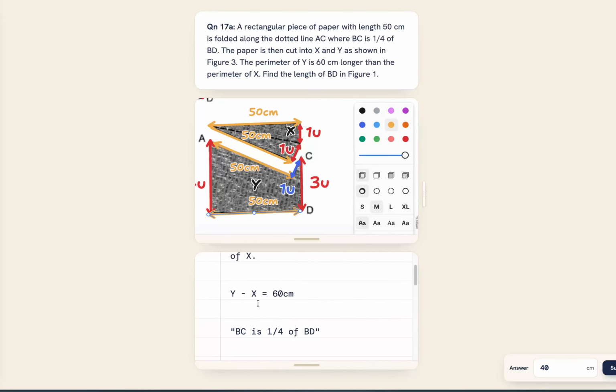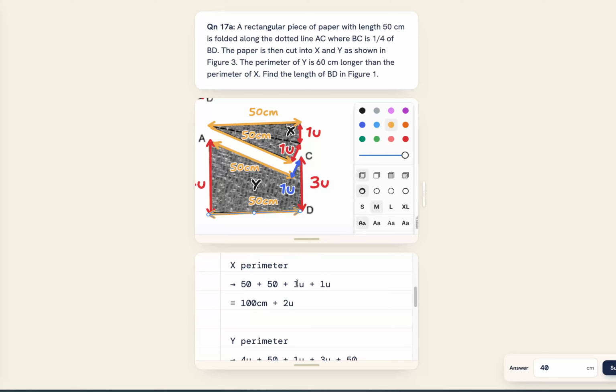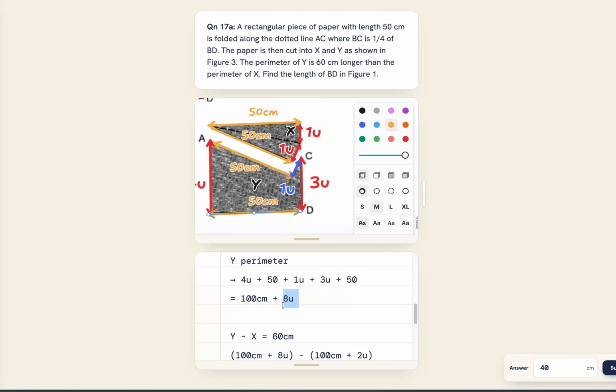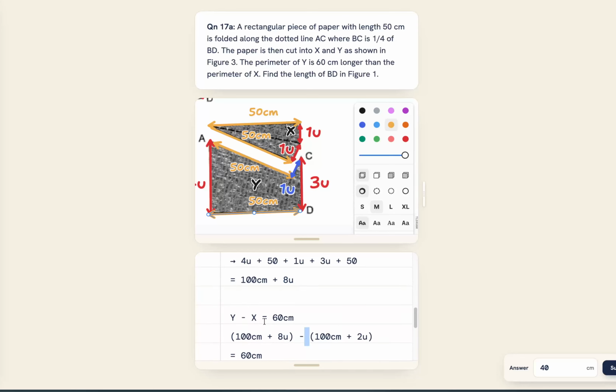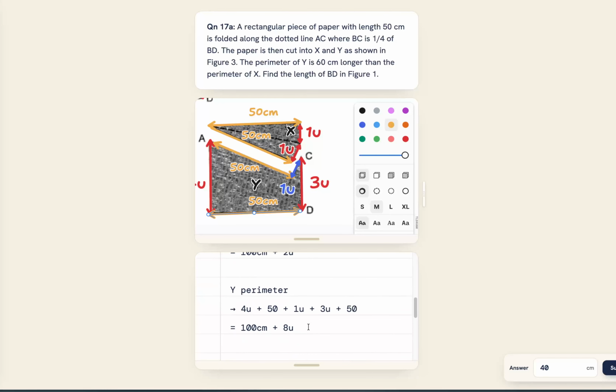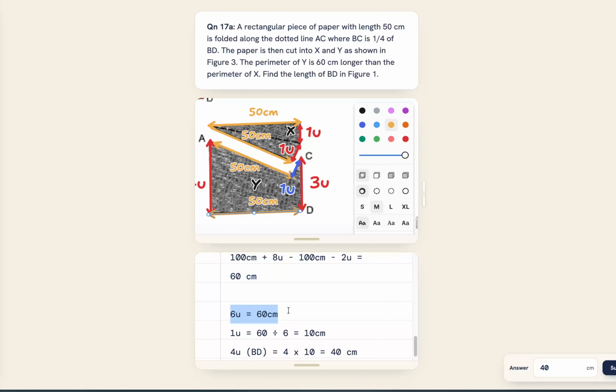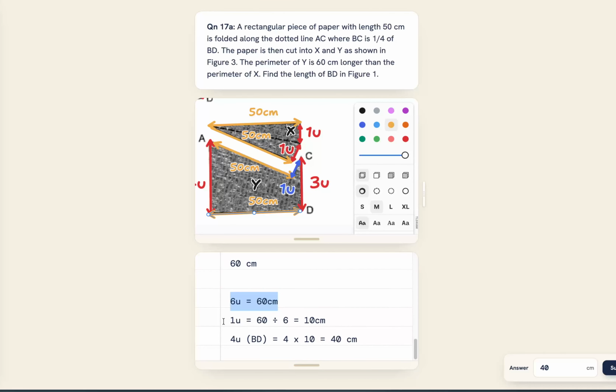Then from the equation, Y minus X is 60 centimeters. So we put in the value of Y, which is 100 centimeters plus 8 units, minus. You must put in brackets so that when you subtract, you will not make any mistakes. So X is 100 centimeters plus 2 units. From there, if you simplify, minus 100 centimeters minus 2 units, this will be 60 centimeters. So if we simplify this equation, 6 units is 60 centimeters. 1 unit would then be 10 centimeters.